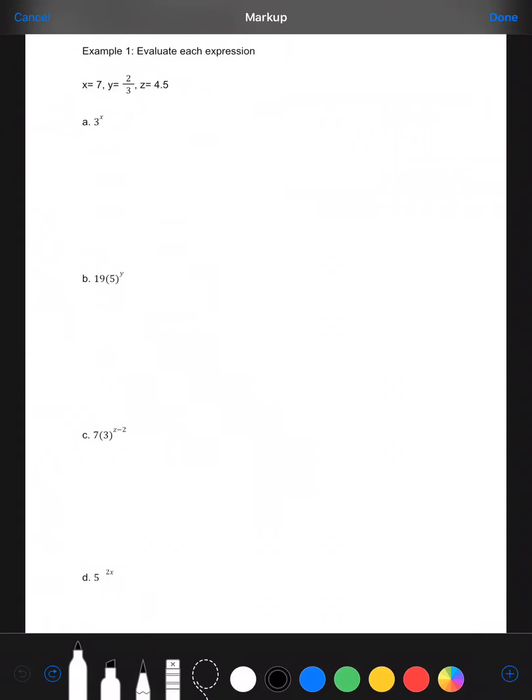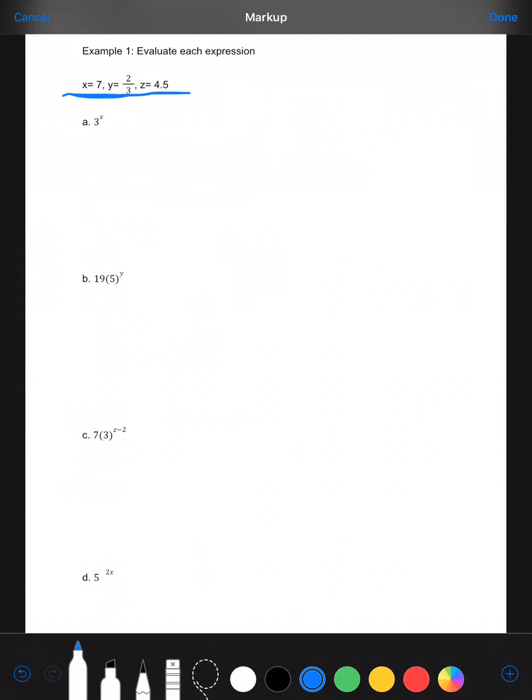Okay, so today what we're going to be doing is working with exponents. If you look up here at the top of our page, it gives us three variables equal to three different things. X is equal to 7, y is equal to 2 divided by 3, or 2/3, and z is equal to 4.5.